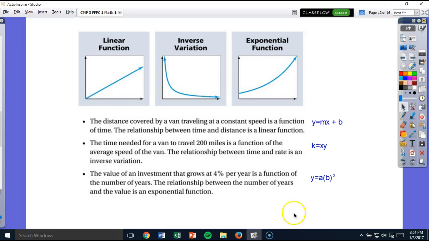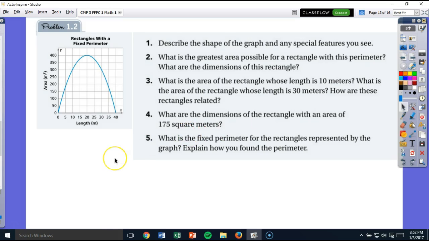So these are all relationships that we've been working on so far, and now we're getting into quadratic functions. As we take a look at problem 1.2 on page 10, when you get into this, I really want you again to pay attention to patterns and different things that you see that can help you out. Okay, we're going to be using this graph here that you saw a couple of slides earlier.